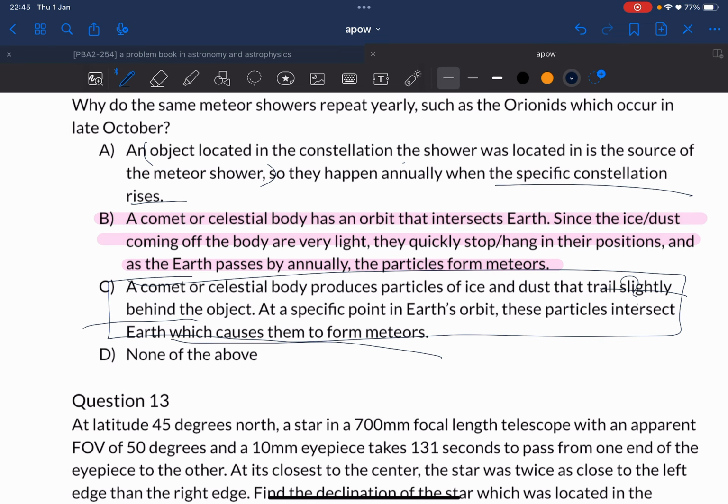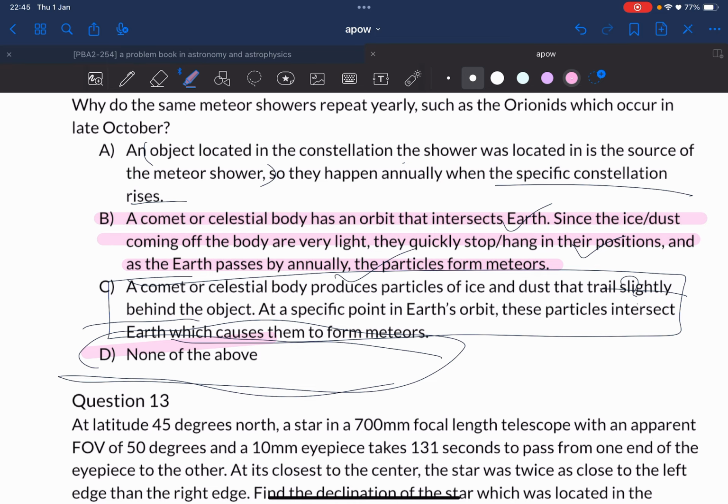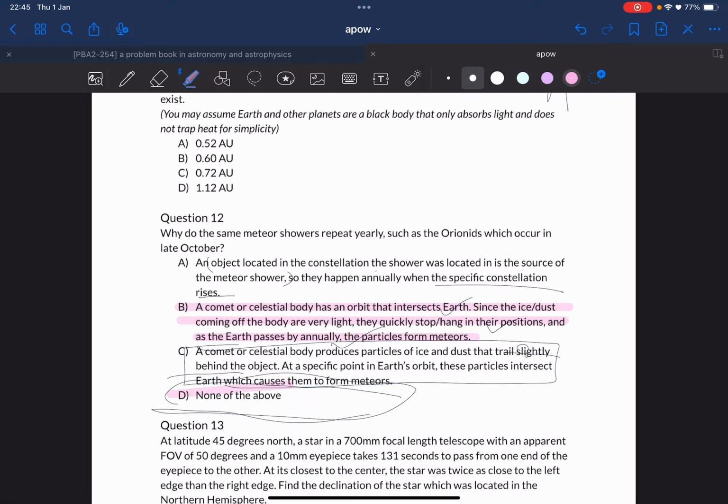As for B, its orbit intersects Earth, which is correct, since the ice and dust hang in positions. Yeah. I honestly would say none of the above, but at the same time, B is also not very wrong. I mean, the real answer, the proper answer, would just be.